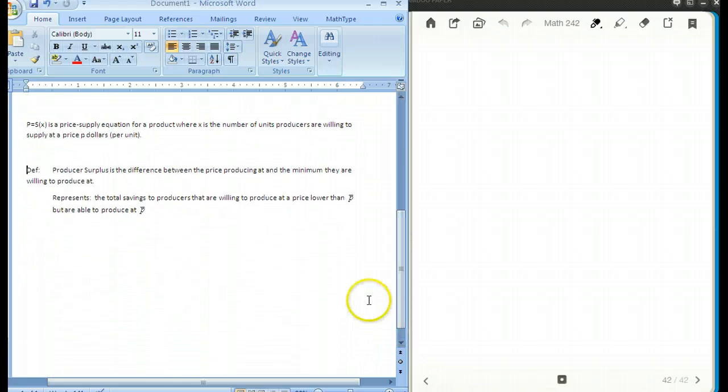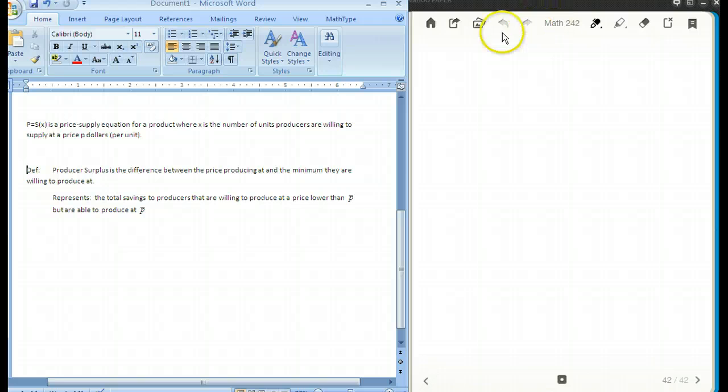So the alternative version for this instead makes use of a price supply equation, because from the producer standpoint, they're producing a product. They're not consuming a product. So instead of a demand equation, we have to talk about a price supply equation. So we have P equals S of X. It's a price supply equation for a product, and X is the number of units producers are willing to supply at a price of P dollars. So again, X is still the number of units and P is still price, but now this is a price supply equation. It is the number of units that are willing to be produced at a certain price point.